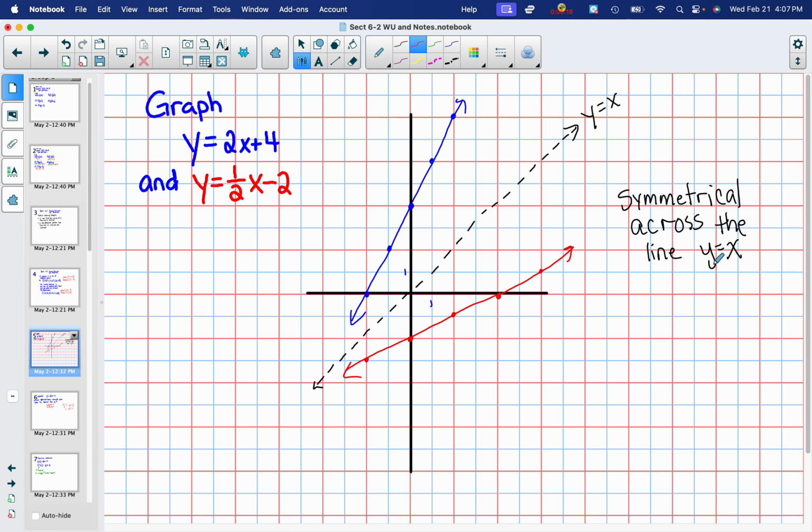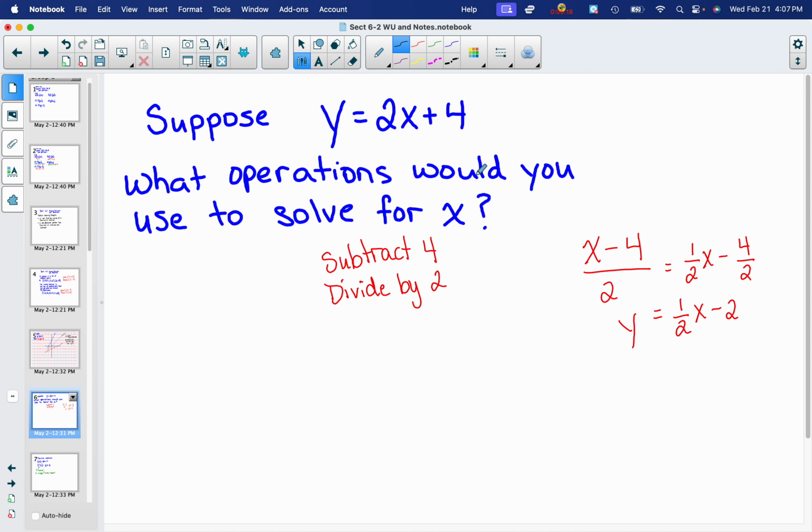When you have inverse functions, they are symmetrical across the line y equals x. So I'm going to write: inverse functions are symmetrical across the line y equals x. So that's one way that we can think about what an inverse would be to a function. We can think about what steps I would do to undo them.